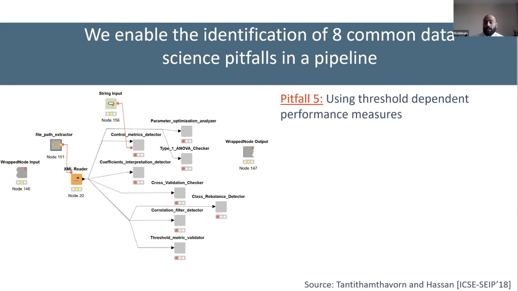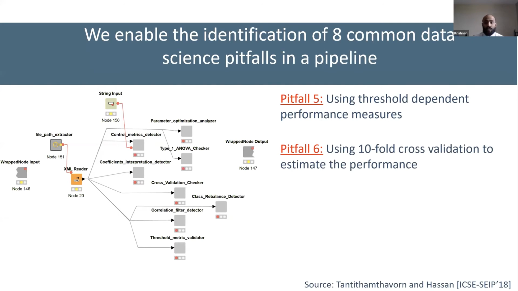Similarly, another pitfall is to always use threshold-dependent metrics. While accuracy is great, we all know that accuracy is easily influenced by the class imbalance problem. And similarly, many threshold metrics like precision and recall have problems that are inherent to them. So we want to warn data science practitioners if you're only computing your performance on threshold-dependent metrics and you lack non-threshold-dependent metrics like AUC. So that is one of the pitfalls.